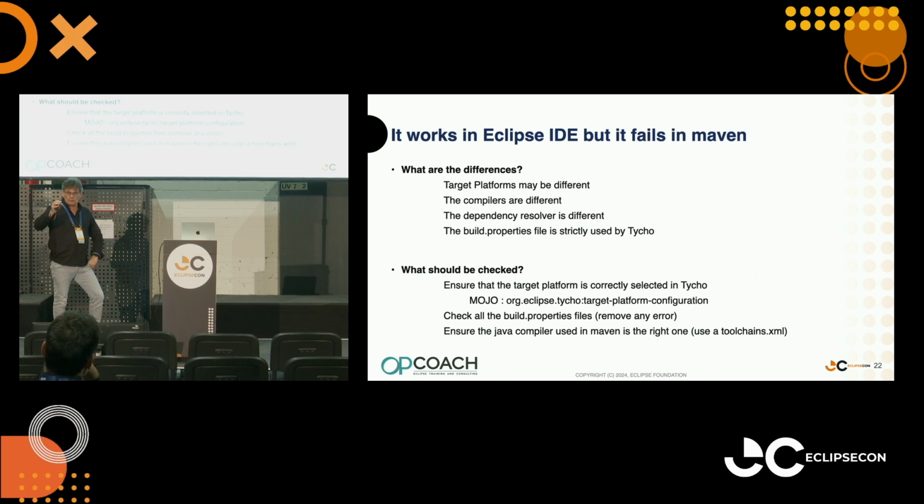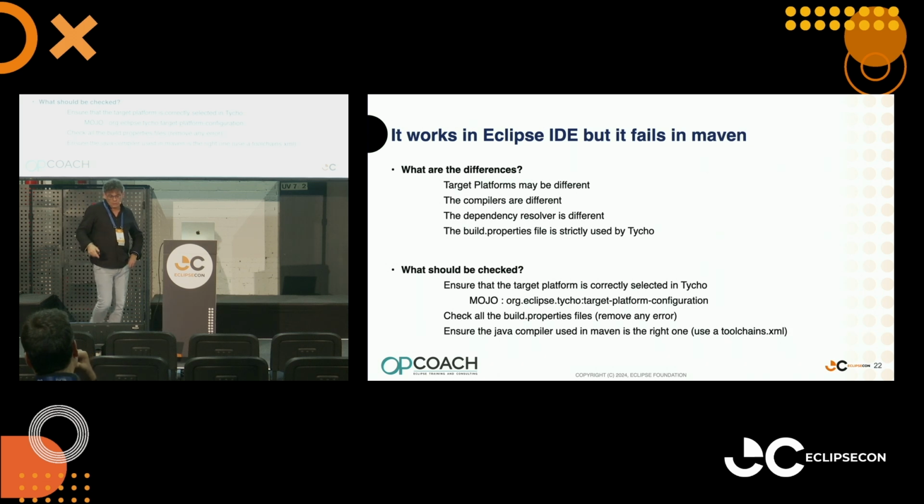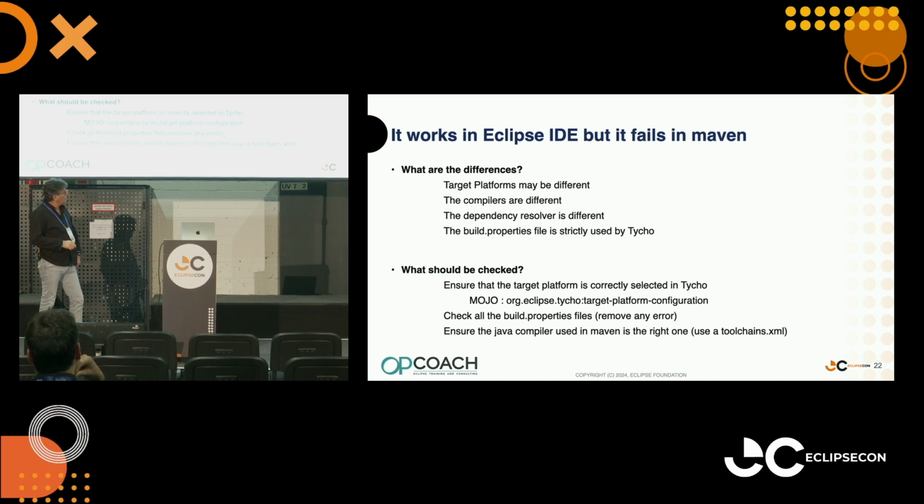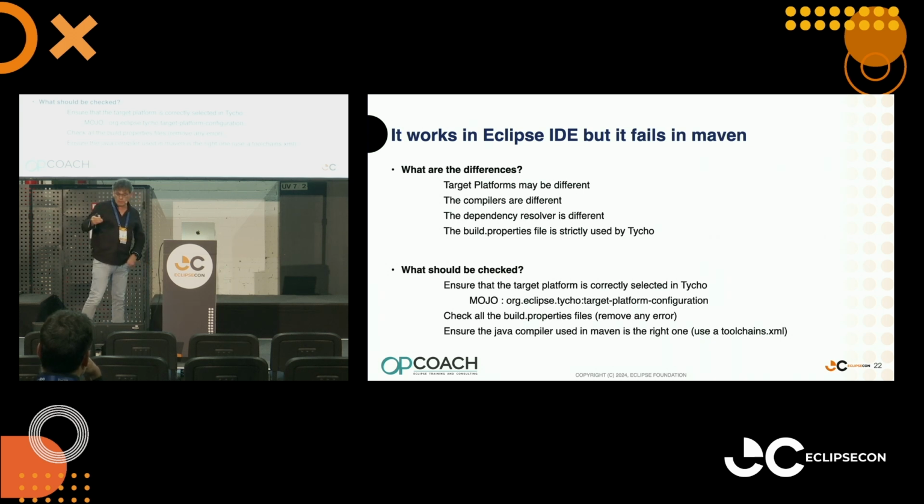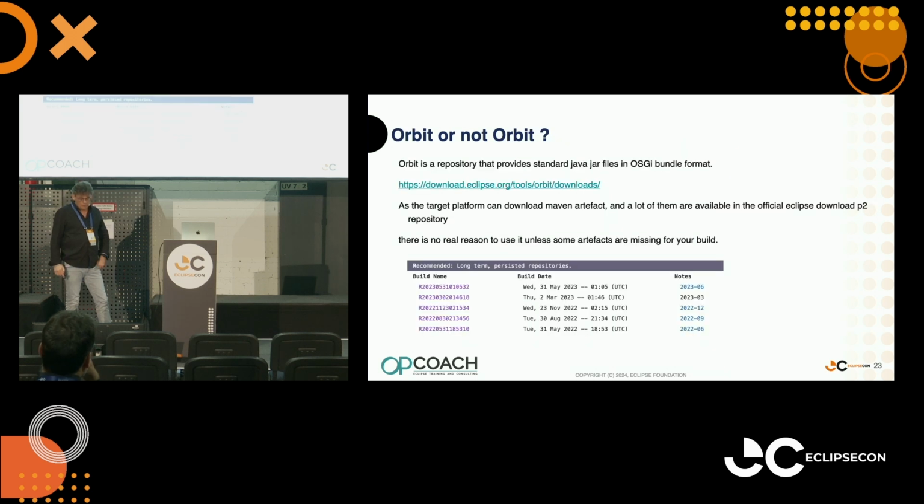It's not so important, but in Tycho it's strictly applied. So if there is an error, in the IDE it will be okay, but not in the Tycho build. So you just have to check if your target platform configuration is the right one and check all the build properties. You can also use, and I really advise you to use, the toolchains XML in your Maven file, so as to be sure that the JDK, the compiler you use, is the right one when you build it. So this is a way to configure that.